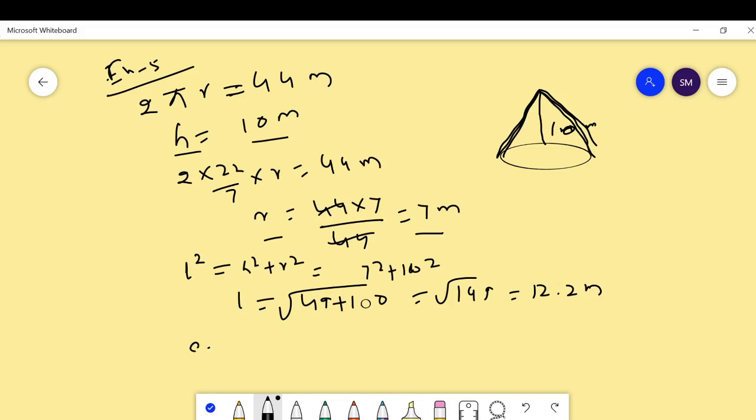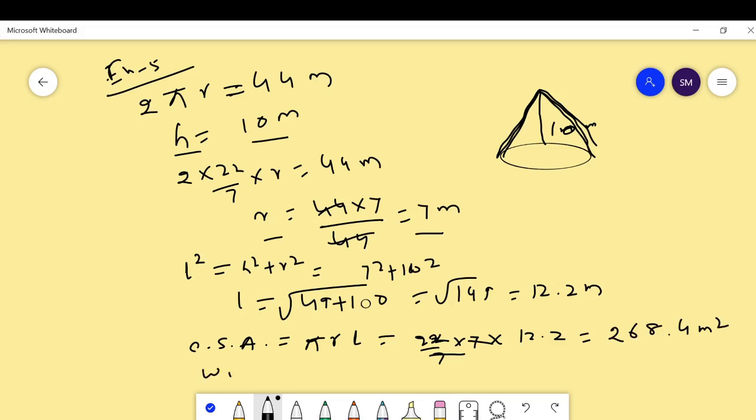Then we have to find out the curved surface area of the tent, because we have to find out the amount of cloth required for making the tent, which means curved surface area. Pi r l, pi is 22 upon 7 into r is 7 into 12.2, 7 cancel. Then we get the required amount of canvas as 268.4 meter square.